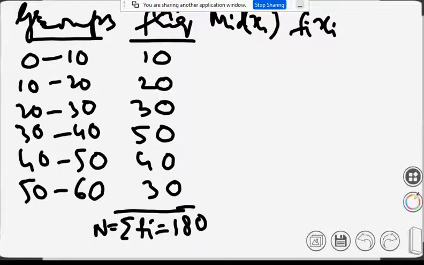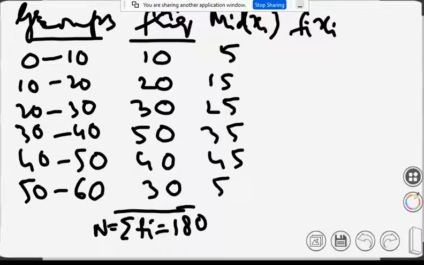So the mid value of the group 0 to 10 is 0 plus 10, divided by 2, that is 5. Then the mid value of group 10 to 20 is 10 plus 20 is 30, 30 divided by 2, that is 15. So 5, 15, 25, 35, 45, 55. So that is your mid values.